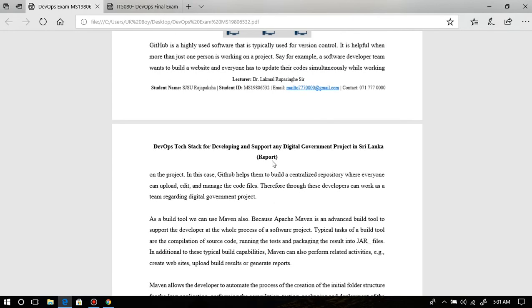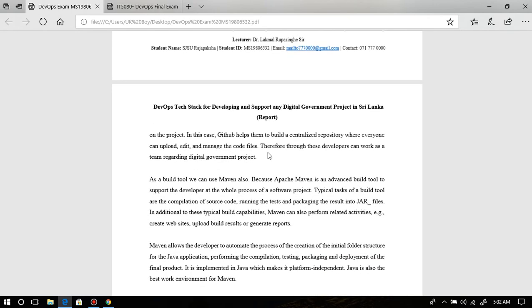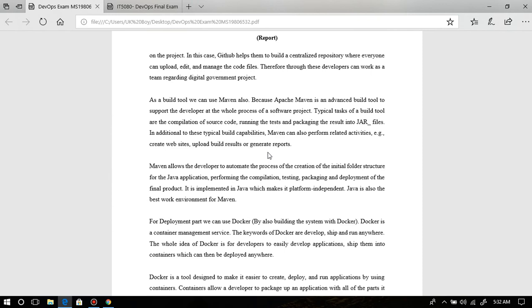Next one, we can use Maven as a build tool. It is a tool that works with Java. Here I have mentioned them. Maven allows the developer to automate the process of creating the initial folder structure for the Java application, performing the compilation, testing, packaging, and deployment of the final product. It is implemented in Java, which makes it platform independent. Java is also the best work environment for Maven.